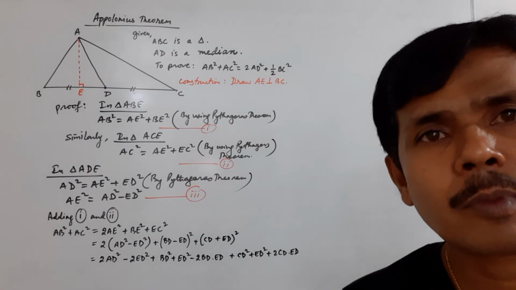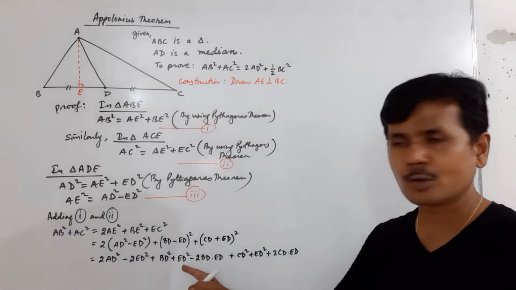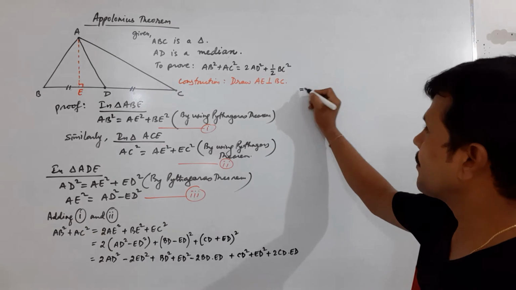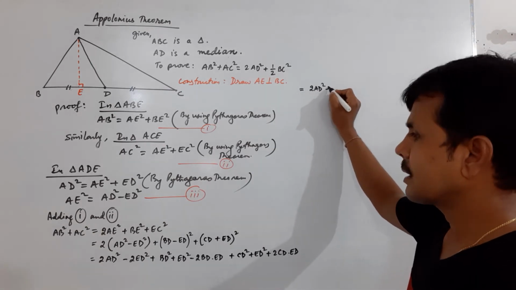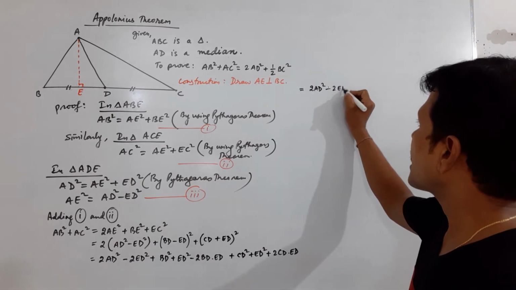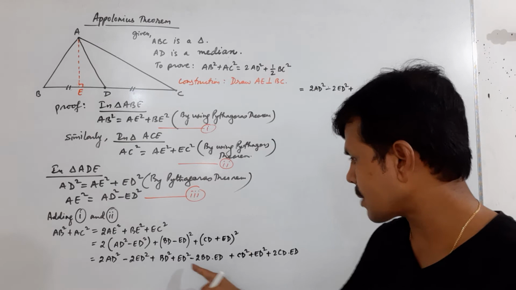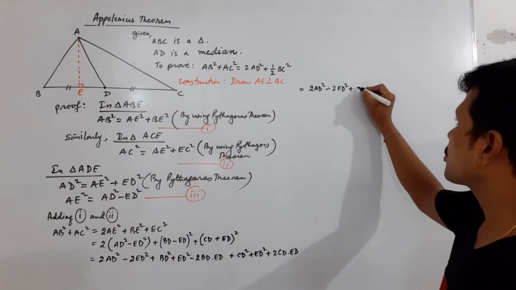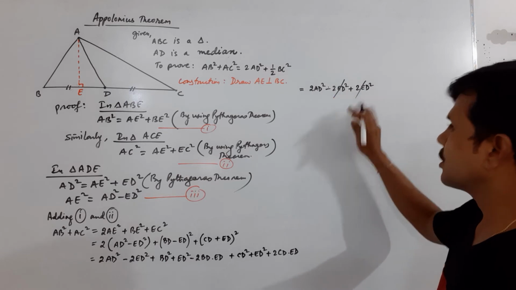Now I am going to cancel some part over here. You can look over here. So we have twice AD square minus twice ED square. Now let us count how many ED square we have. ED square plus ED square. So we have twice ED square. We can cancel it. Okay.